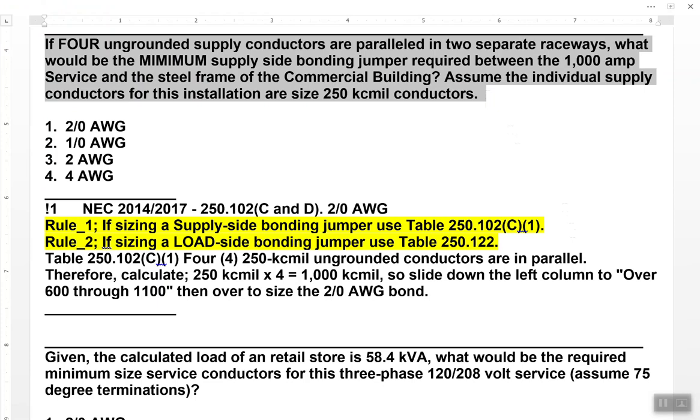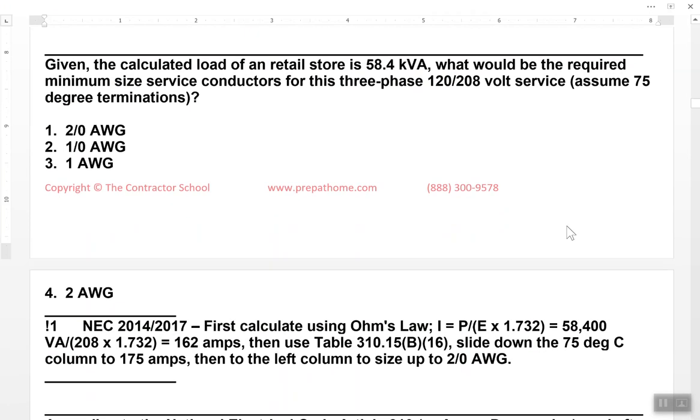Very good. So let's go ahead and move on to the next question. Given the calculated load of a retail store, calculated load. So this is a lot of calculations, right? Of a retail store is 58.4 thousand volt amperes, right? 58,400 volt amperes. What would be the required minimum size service conductors for this three-phase? That should ring a bell too. 120/208 volt service. Assume 75-degree terminations.